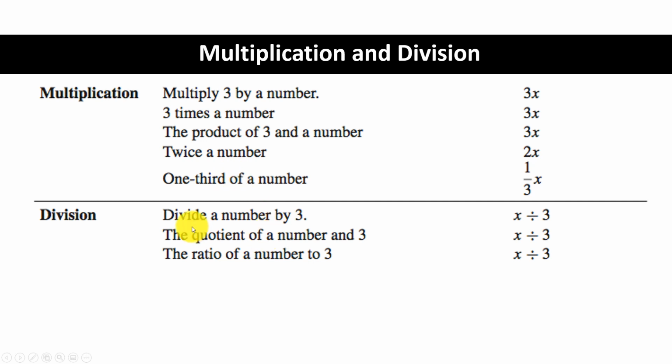For division, of course, we have divide. Quotient is a key word for division. The quotient of a number and 3 means you take that number, in this case x, and you divide it by 3. Ratio means you're making a comparison of two numbers by division, the number and 3.